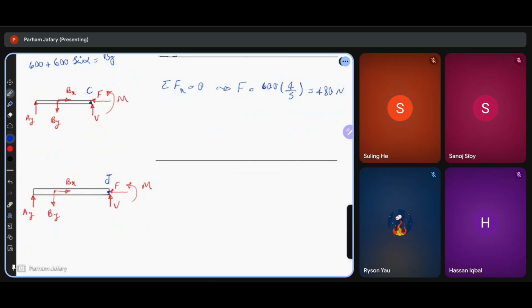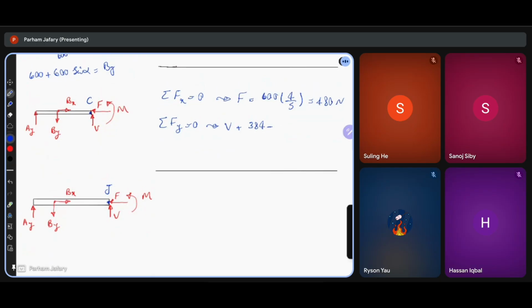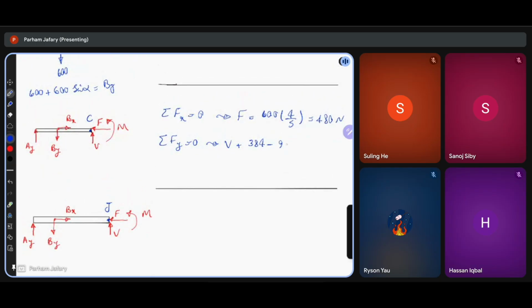And writing sigma f of y, we have V plus 600 plus 384 that we calculated before minus 960 equal to 0. Therefore, V is equal to 576.